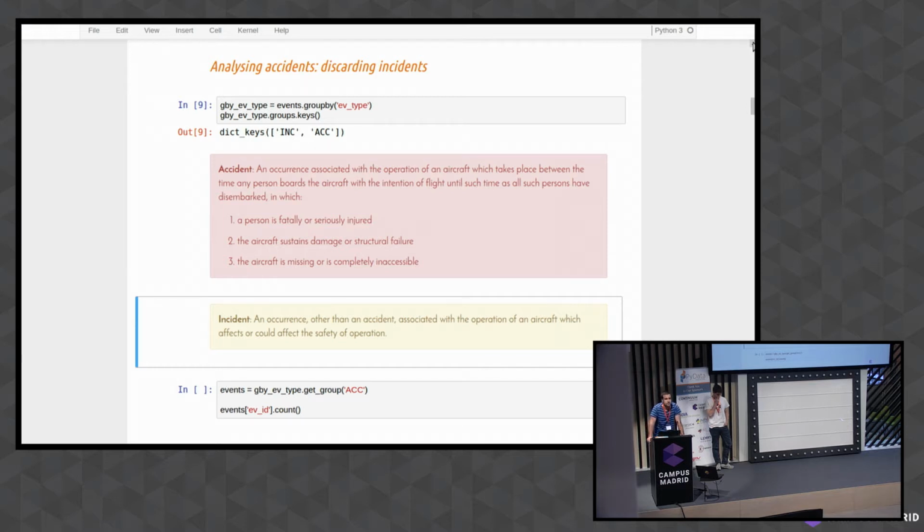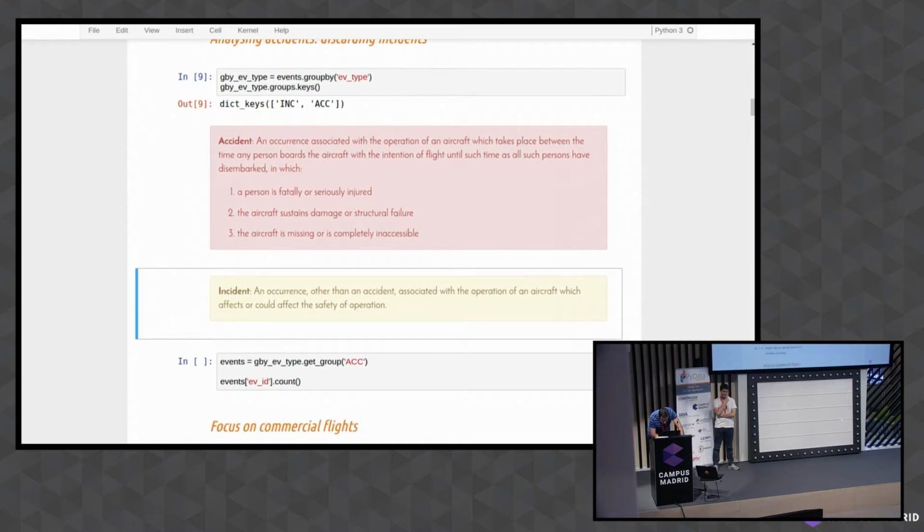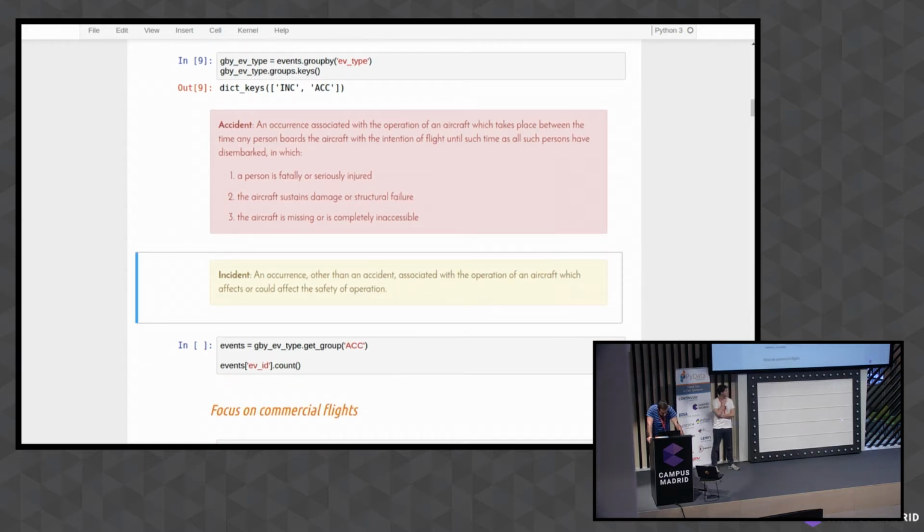We want to focus on the typical flight that any of you or me can take. The first classification is about the type of event. We have 2 types, basically. One is called an accident, and one is called an incident. For you to know, the main characteristic of an accident is what you can read here: when a person is fatally or seriously injured, or where the aircraft sustained damage or a structural failure, or where the aircraft is missing or is completely inaccessible. We're going to be focusing on the accident, not the incident.